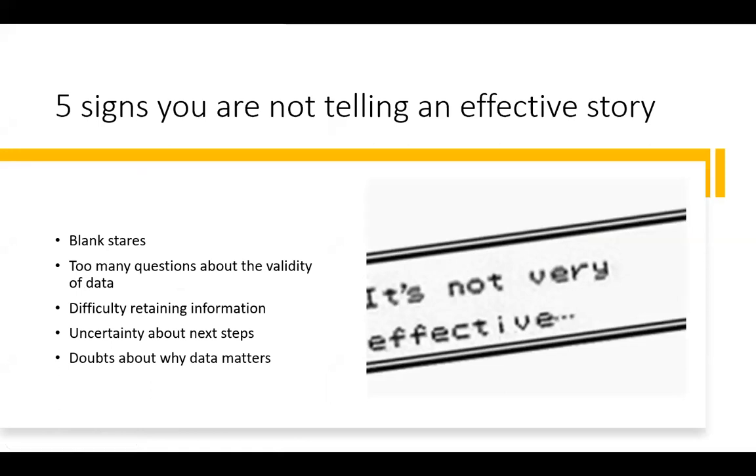Now, how do we know you're not telling an effective story? Well, it's very simple. If people are staring at you, like there's no tomorrow, it means that you're not telling an effective story. It means that people don't understand you, right? Sometimes people ask too many questions. Now, there can be two reasons why people ask too many questions. Either that they're very curious, or they haven't understood anything.